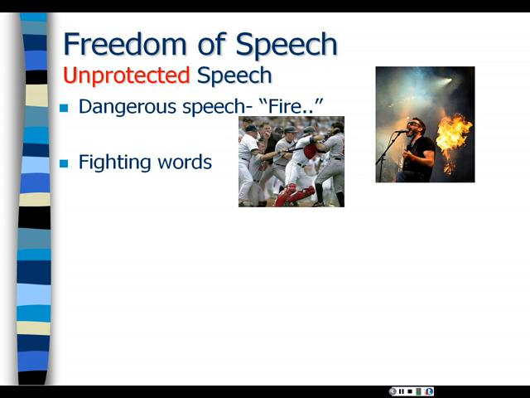Fighting words. People now will say things that incite a riot or a fight because they've started this thing. They can't claim again that it was their First Amendment right. They certainly can claim it, but they're not likely to win because it's not going to be protected.